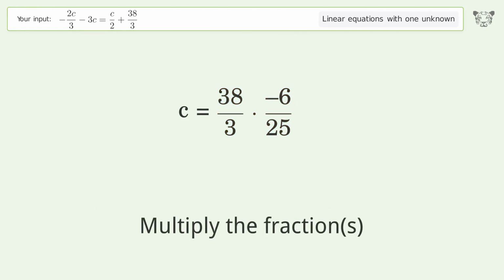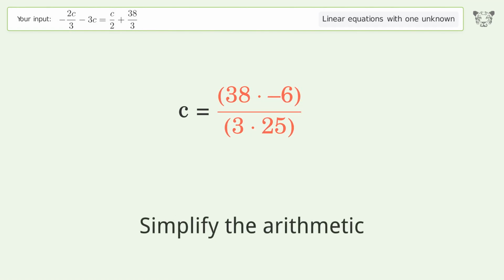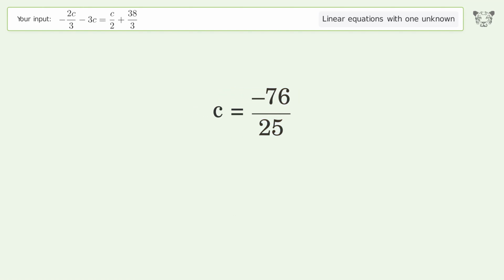Multiply the fractions. Simplify the arithmetic. And so the final result is c equals -76/25.